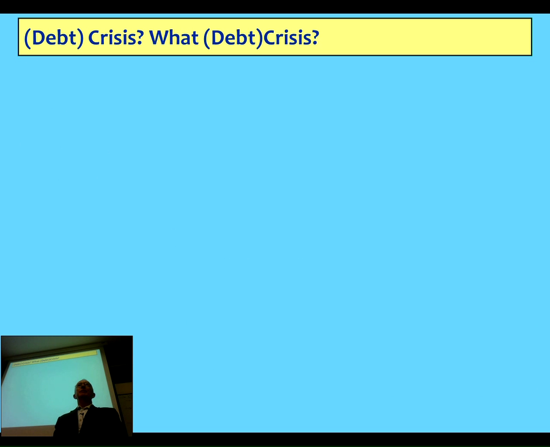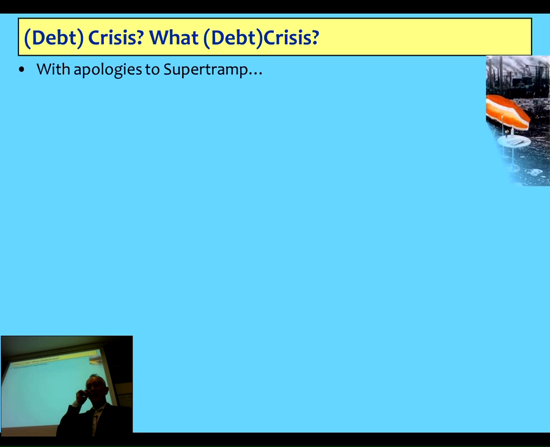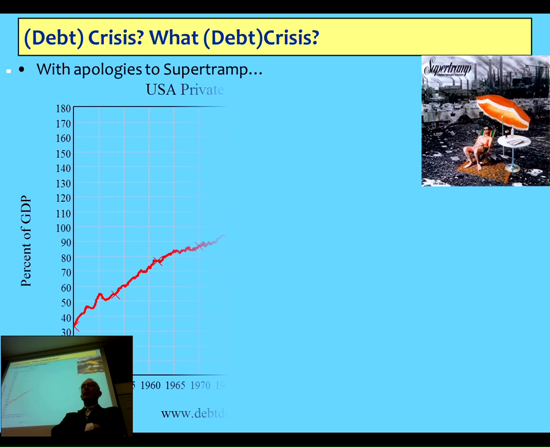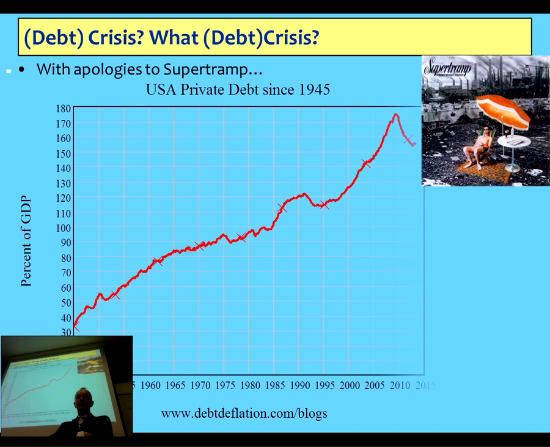And is anybody here a fan of the band Supertramp? Okay, yeah. Crisis? What Crisis? One of my favourite ever albums and album covers, but that's the classic. What crisis? Well, here's looking at the ratio of private debt to GDP in America since the Second World War.